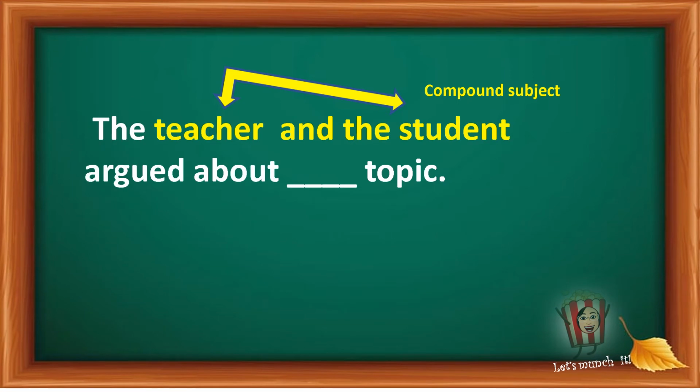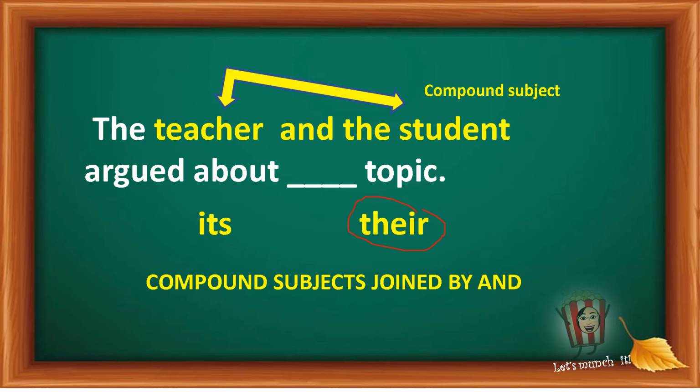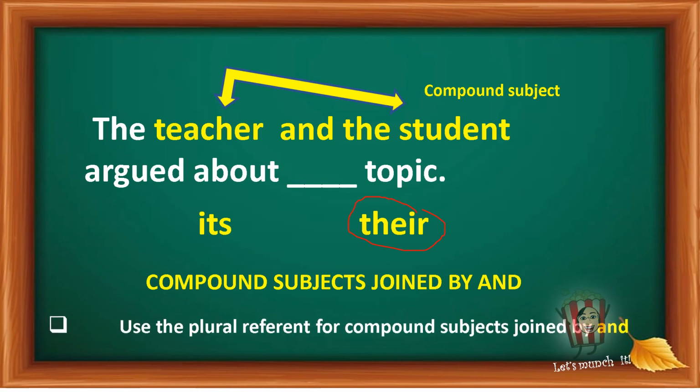What about this example? The teacher and the student argued about blank topic. Is it its or is it their? So the correct answer here is their. The teacher and the student argued about their topic. So we are talking about compound subjects joined by "and." In this example, the compound subjects are the teacher and the student. So we have to remember that we have to use the plural referent for compound subjects joined by "and."